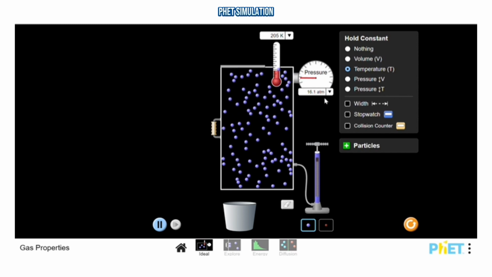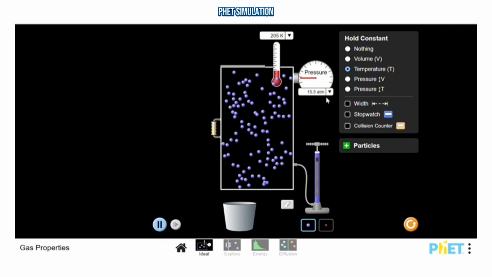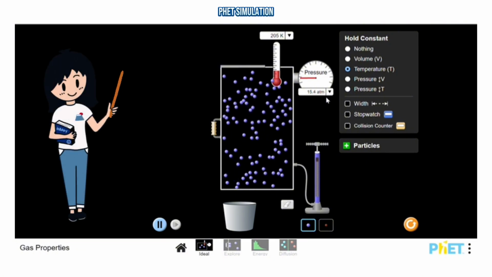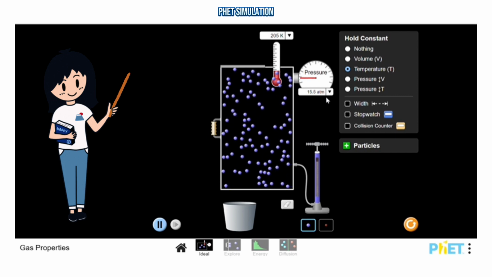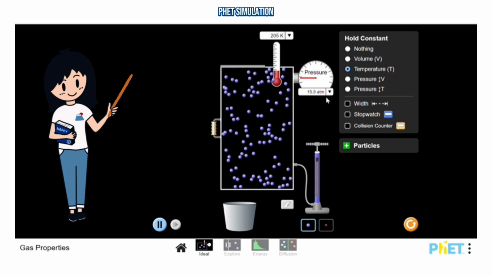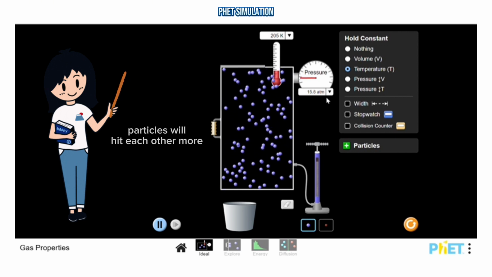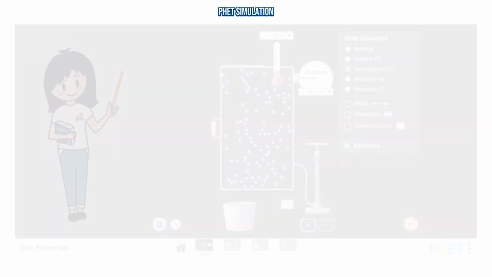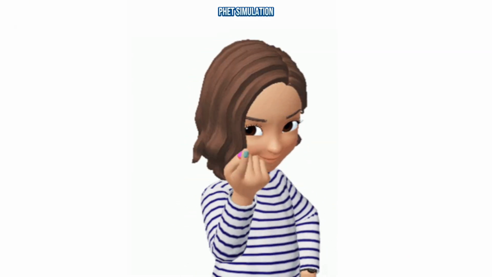You can notice that same temperature, same amount of particles have a lot more pressure. Meaning, they are going to have way more collisions as I start to condense them into a smaller space, which is what you would expect because they are going to collide more, they are going to hit the walls more, and they are going to hit each other more. With the help of this gas properties PhET simulation, you are able to visualize how those several macroscopic properties relate with each other. But let us study further.